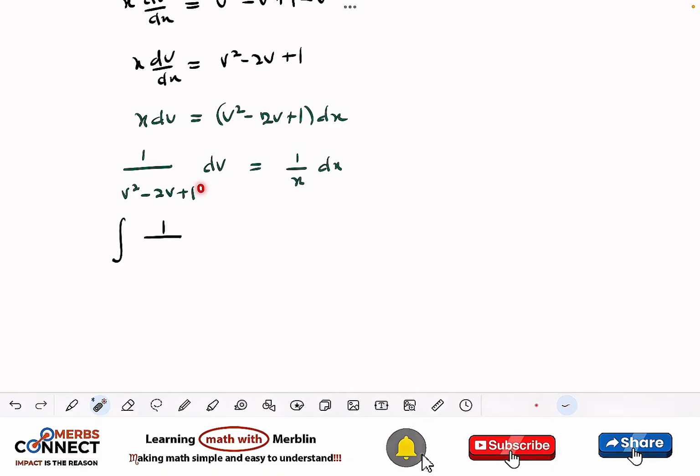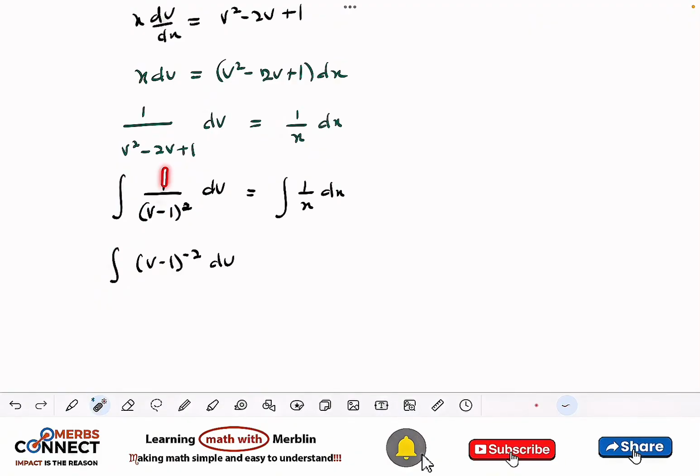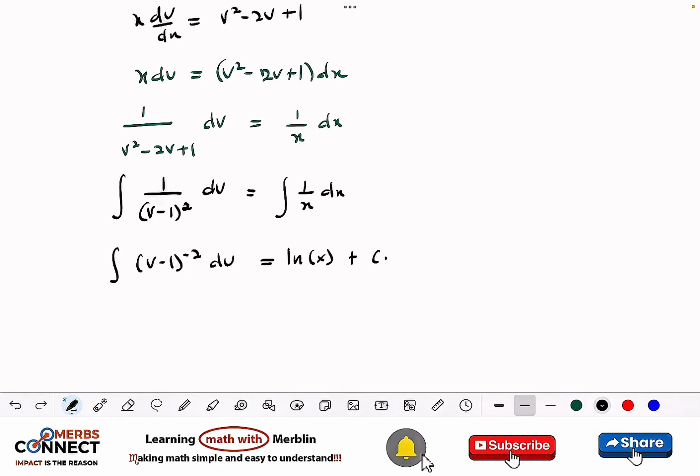So what can I do here? I can simplify this quadratic function here as v minus 1 squared. How did I do that? When I expand this, I'll get this function here. So that's basically the idea. Then I'll integrate 1 over x dx. Now this can be written as v minus 1 to the power minus 2 dv, because this is 1 over that. So when I want to take the 1 over, it becomes minus. Then we know that when we differentiate ln x, we get 1 over x. So when I integrate 1 over x, I get ln x plus, let's say, c1.